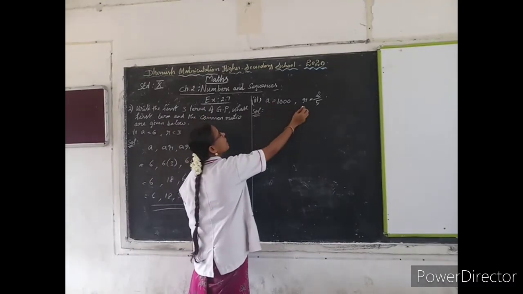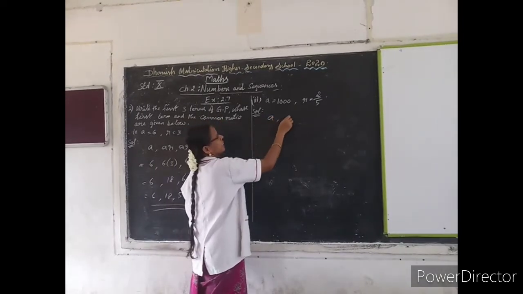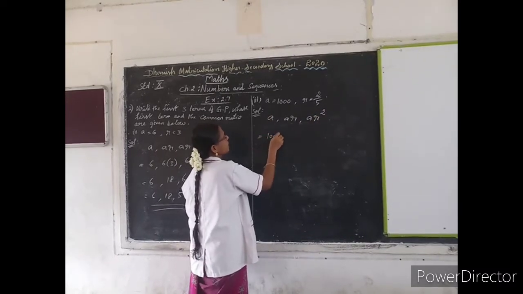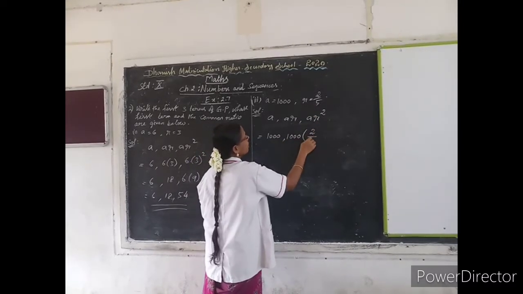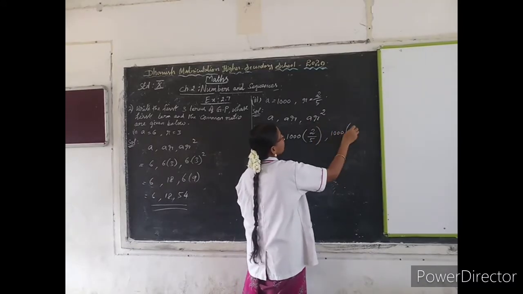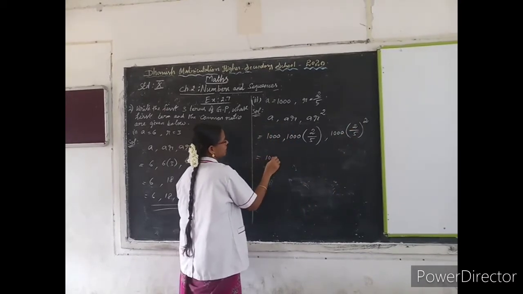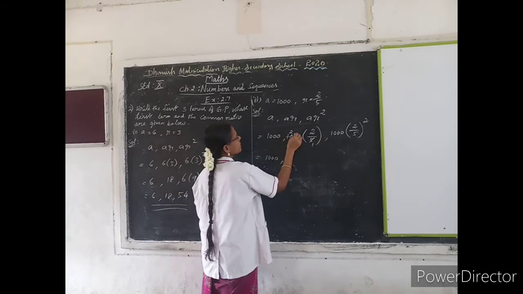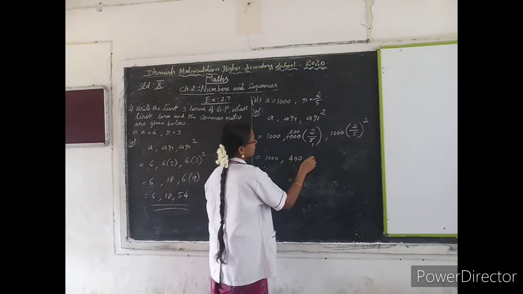Here A is 1000, R is 2 by 5. The 3 terms of GP are A, AR, AR square. Here our A is 1000, comma, 1000 into R, 2 by 5, comma, A is 1000 into R square, which is 2 by 5 the whole square. For 1000 into 2 by 5, cancel by 5 table: 1 time, 2 times, these 2 zeros. So 200 into 2, 400.